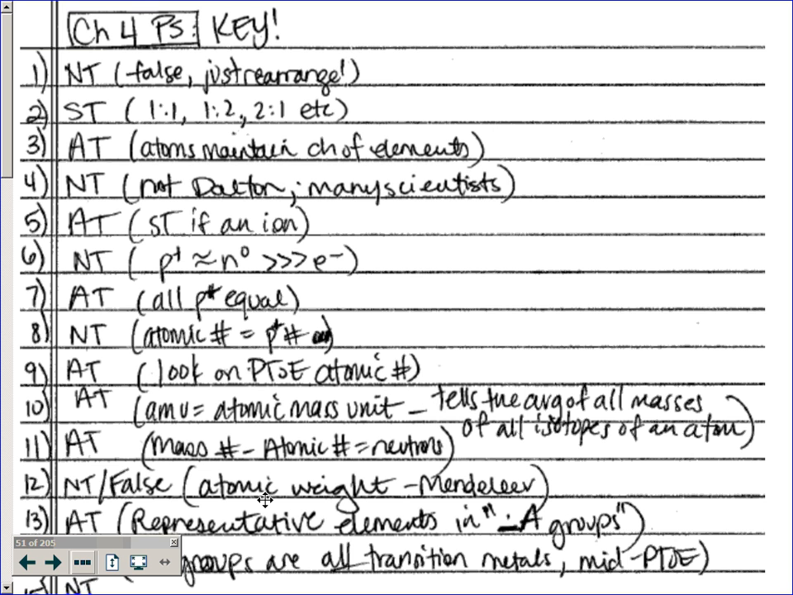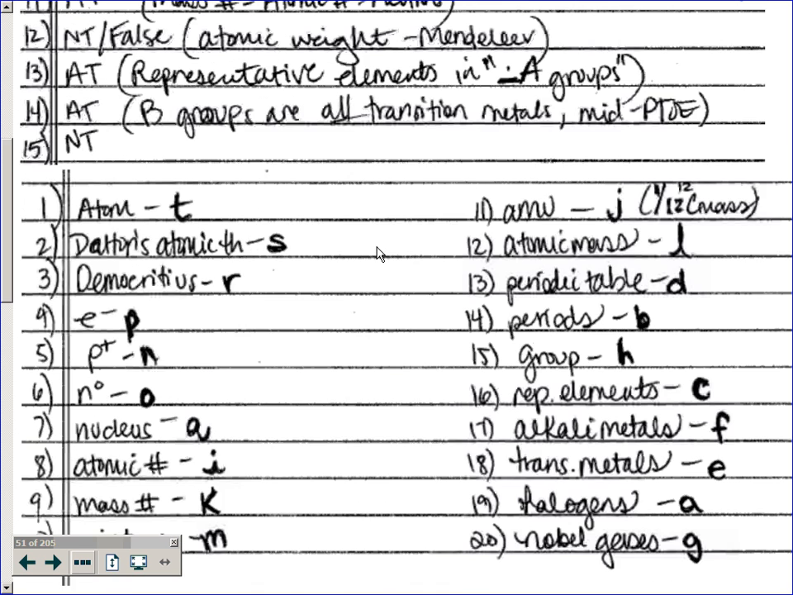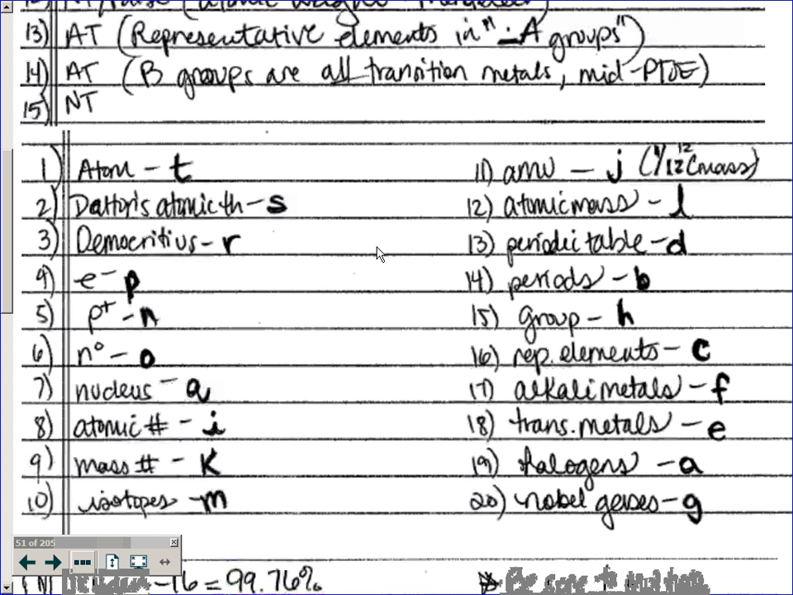I like the true false because 1, they make you think, and 2, they're good to make you get your concepts underway. So it's beneficial to check it in a separate colored pen so you know what to go back and check over or review. Okay, so let's start with that. 1, not true. 2, sometimes true. 3, always. 4, never. 5, always. 6, never. 7, always. 8, never. 9, always. 10, always. 11, always. 12, never. 13, always. 14, always. 15, never.